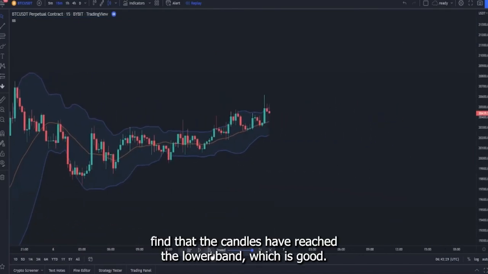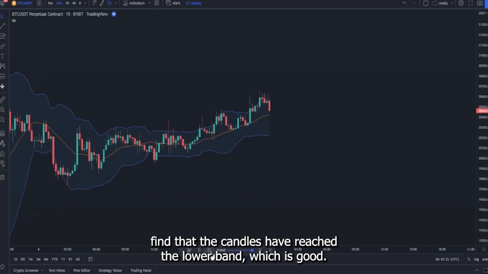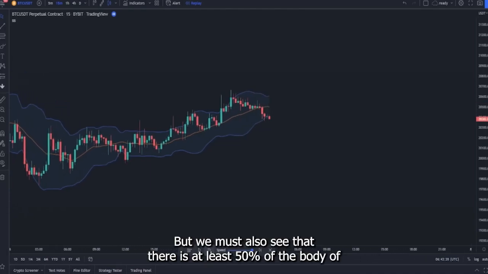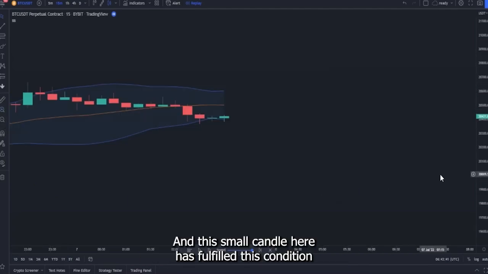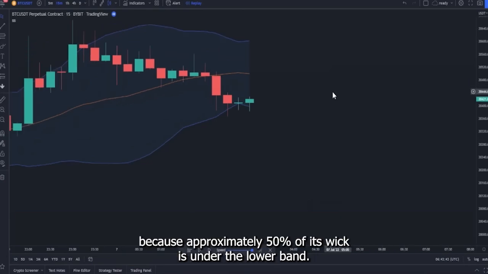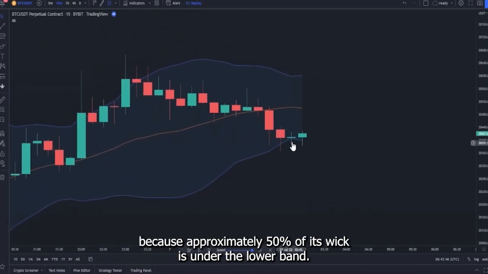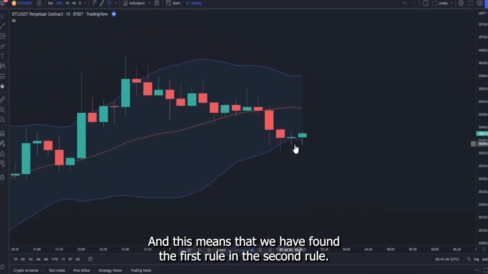Here we find that the candles have reached the lower band, which is good. But we must also see that there is at least 50% of the body of one of these candles below the lower band so that we can achieve the conditions. And this small candle here has fulfilled this condition because approximately 50% of its wick is under the lower band, and this means that we have found the first rule and the second rule.